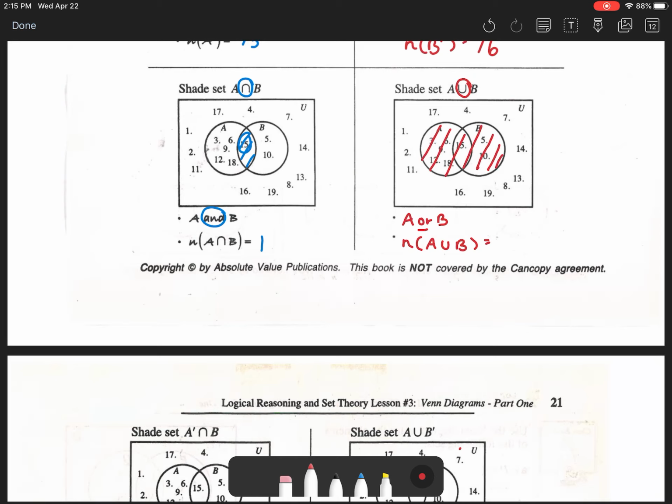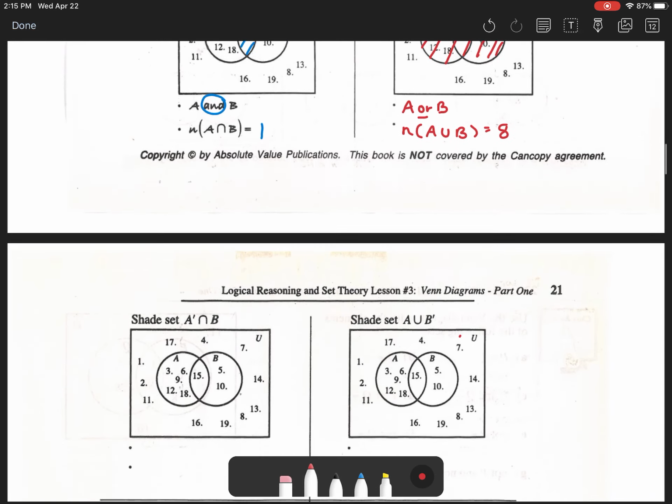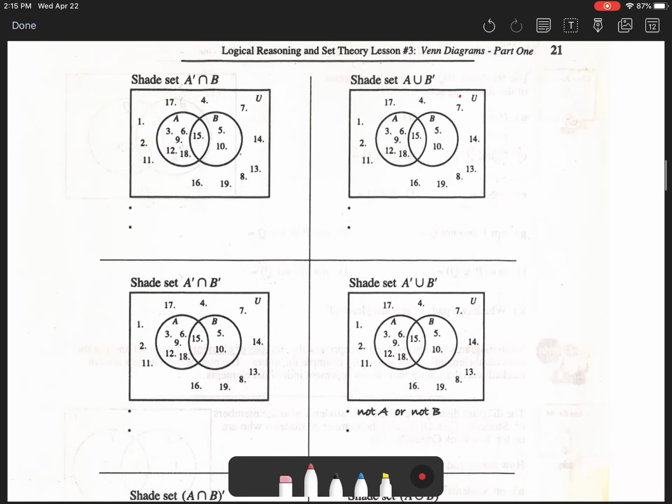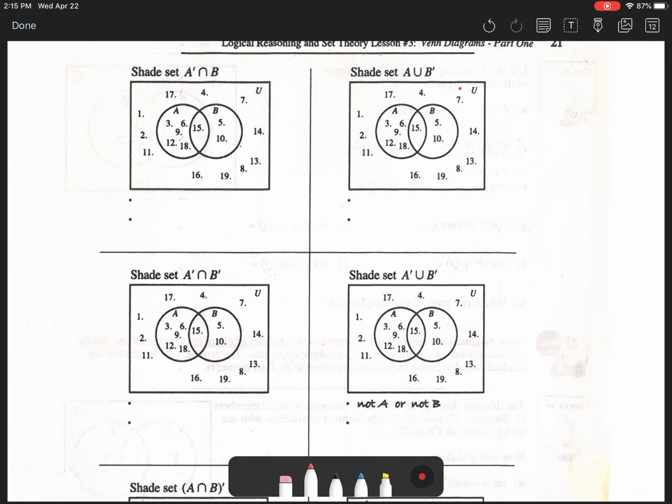Now the notation here, or for the number of elements, would look like this. The number in A or B. The number of elements in A or B. So when I shade, it's everything inside those 2 circles. That's A or B. So count them up: 1, 2, 3, 4, 5, 6, 7, 8. There are 8 elements that belong to set A or B.